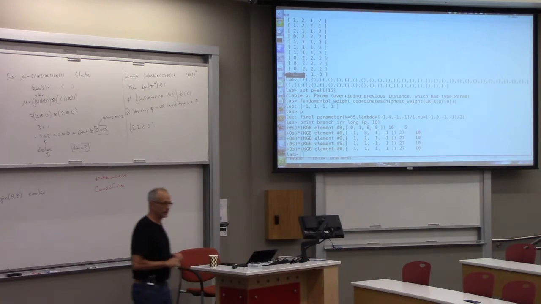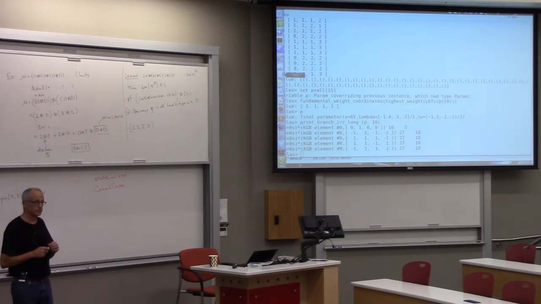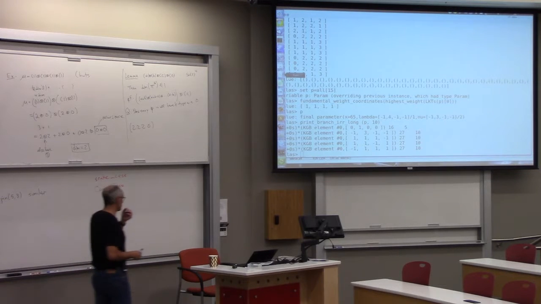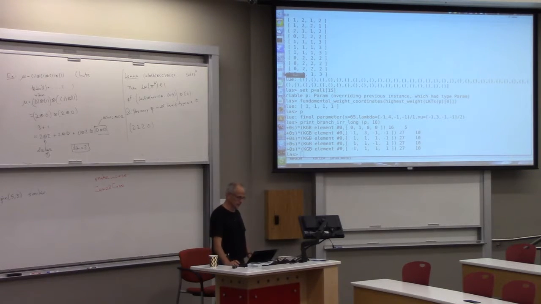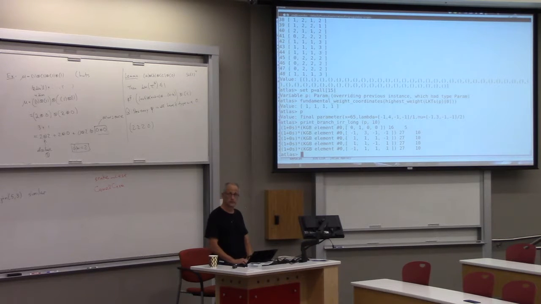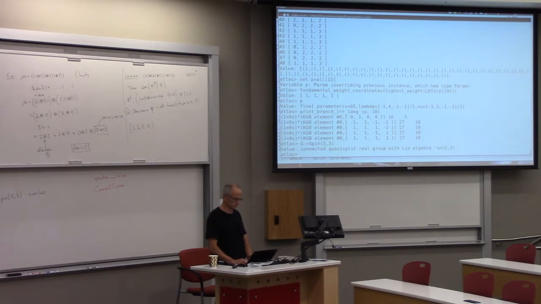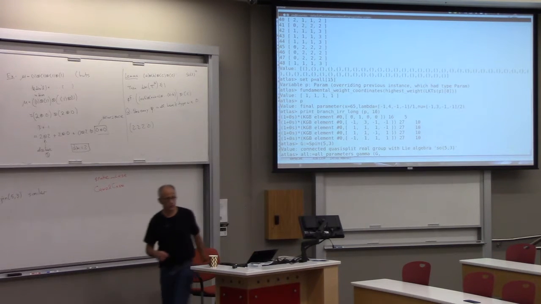So Annegret and I just got around to it the last couple of days, and modulo checking some details, it works also. I don't want to do that in detail, but I thought I'd just check the number of representations. How many are there? So let's set G equal to spin 5-3, and let's make a list of all parameters gamma for this G.